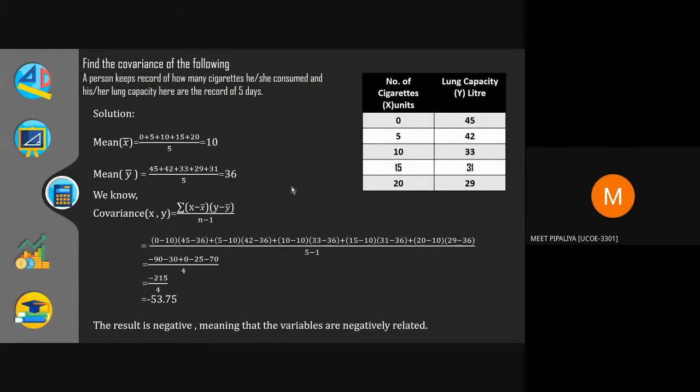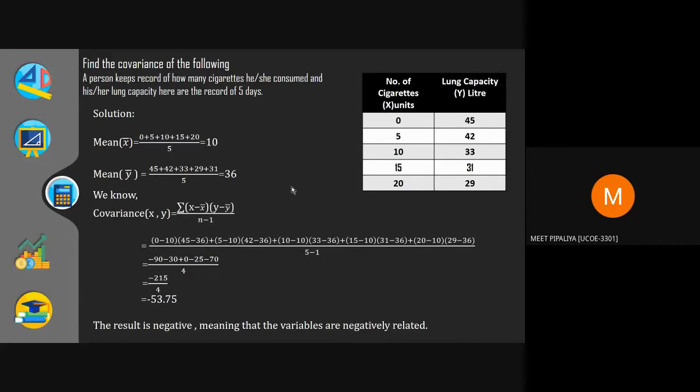Thank you, Akshay. So my question is to find the covariance of a person's number of cigarettes in 5 days and their lung capacity. So we will consider the number of cigarettes as x and lung capacity as y. To find the covariance, first we need to find the mean of x and the mean of y.